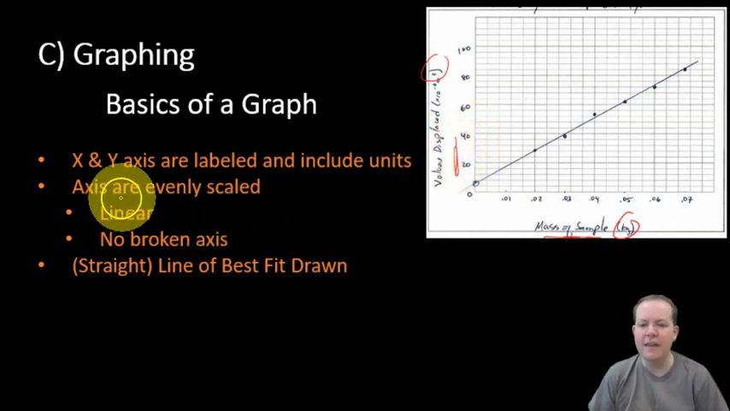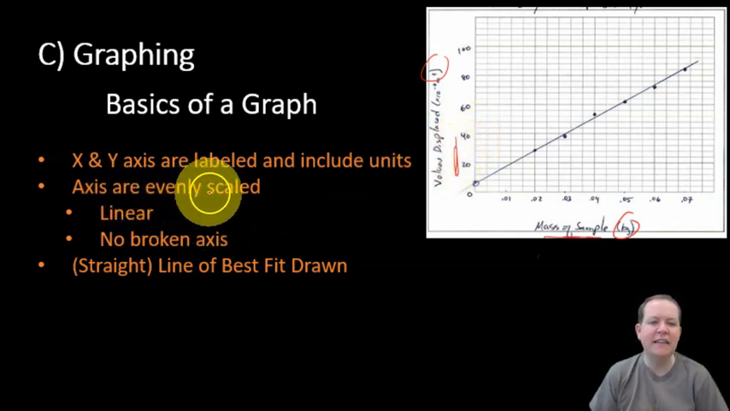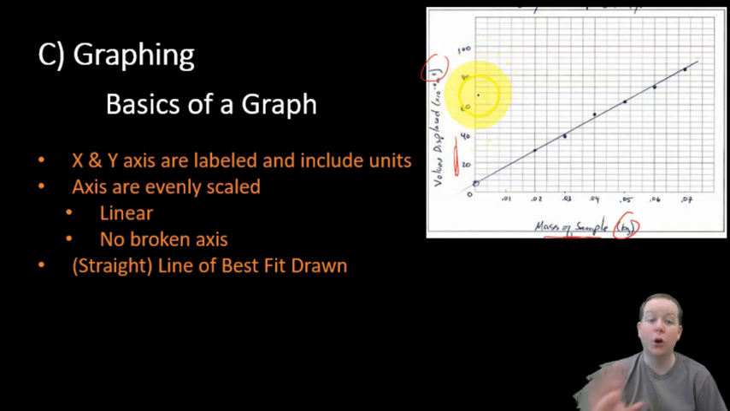Now, also, the axes need to be evenly scaled. If you look at this y-axis, it goes 20, 40, 60, 80, 100. Perfect. Amateur move is when students just write down their data points. Like, oh, the first data point was 2, and then the next data point was 8, and then the next one was 35. Don't do that. You need to figure out the scaling that's needed so that your graph axes are nice and even. 20, 40, 60, that's nice and even.